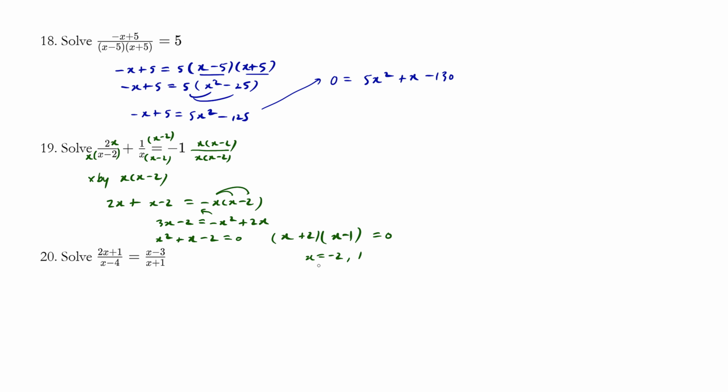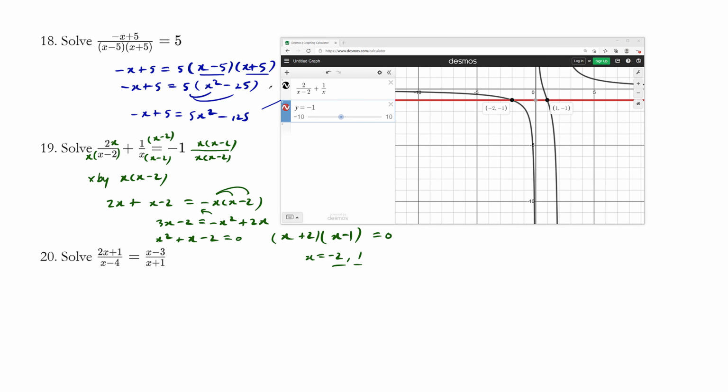But again, we need to think very carefully. Are any of these roots extraneous? So we punched in this equation here, 2 over x minus 2 plus 1 over x, and then we have y equals negative 1. That's the right-hand side of the equal sign. And you can see that we have a very strange graph, but in fact there are two solutions, 1 and negative 2, which we solved by factoring.